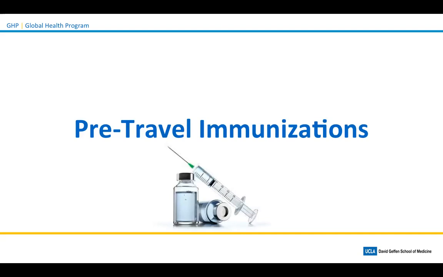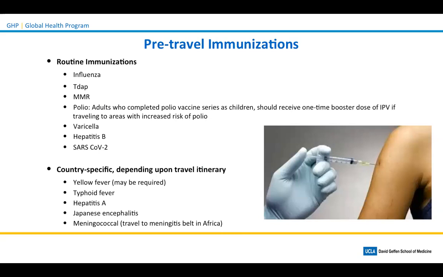Next, we will cover various pre-travel immunizations. Of course, it's important to make sure that all of your routine immunizations are up to date. Those include influenza, Tdap, which should be every 10 years, MMR, and keep in mind that for polio, adults who've completed a polio vaccine series as children should receive a one-time booster dose of IPV if traveling to areas with increased risk of polio. Varicella, hepatitis B, and of course, COVID-19.